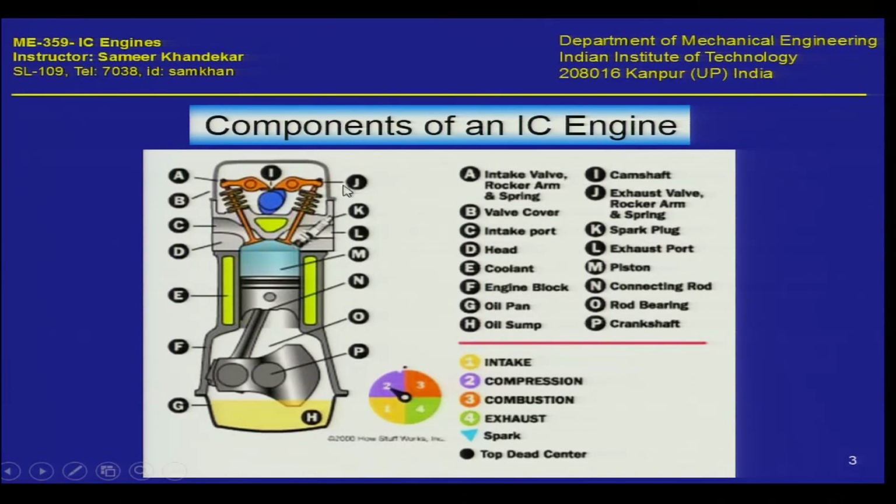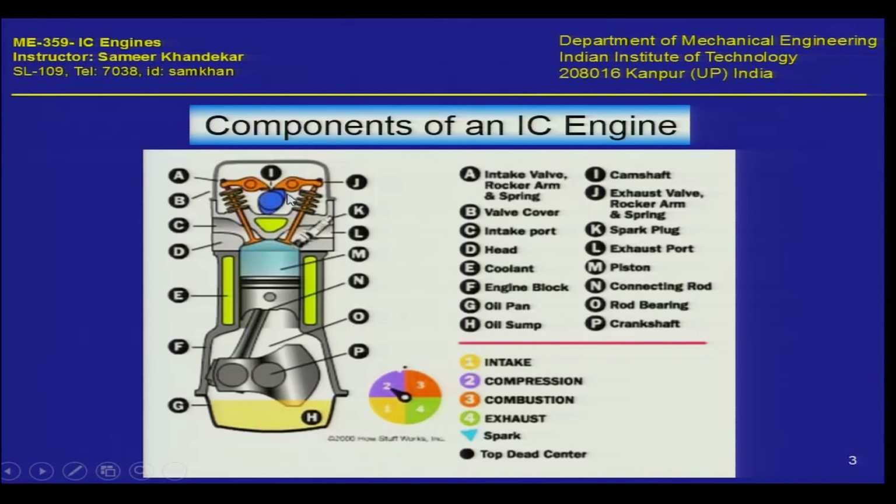J is the exhaust valve and the rocker arm for the exhaust valve. K is the spark plug because this is a petrol engine. L is the exhaust port. That means when the exhaust valve opens, the gases will go out of this particular port from here. M is the piston. It is well known, we have seen this construction in the earlier lectures also. The N is the connecting rod, and O is the bearing, which are here, and P is the crankshaft which is rotating.